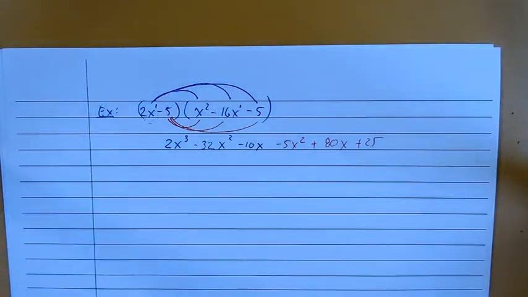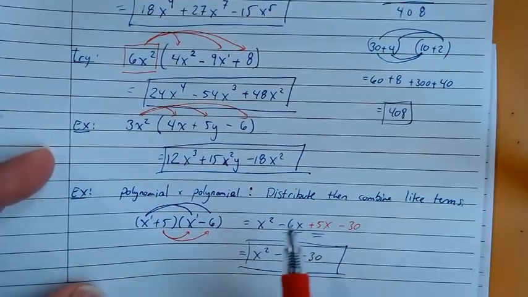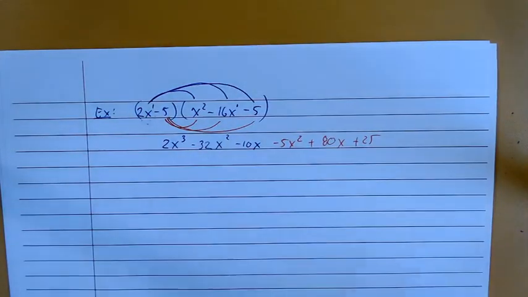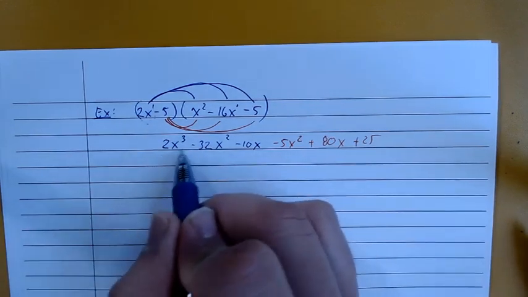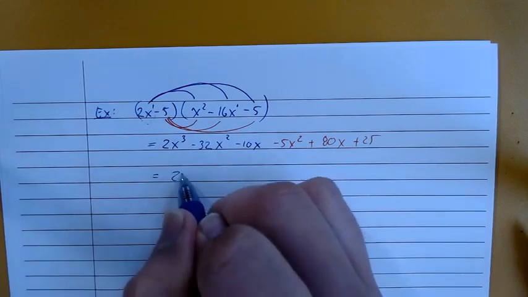So now, as we saw previously, once you're done with your distribution, then you combine any like terms. Now, not every term will be like each other, so we're going to only go with the ones that can be combined. Notice right here, 2x to the third. There are no other x to the third terms, so just leave that alone, 2x to the third.